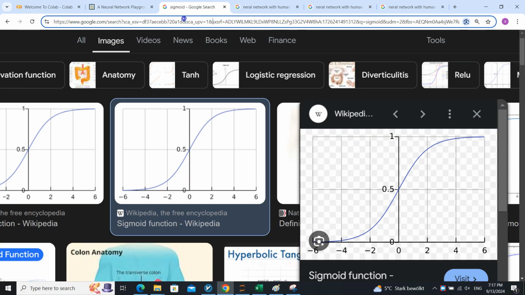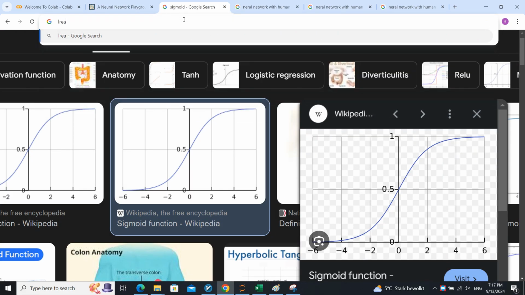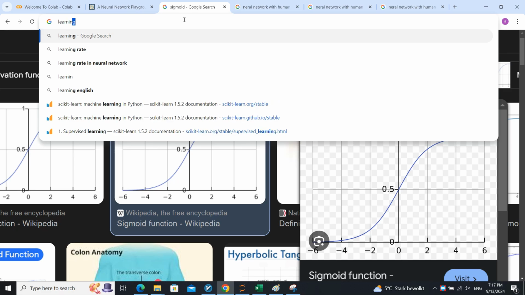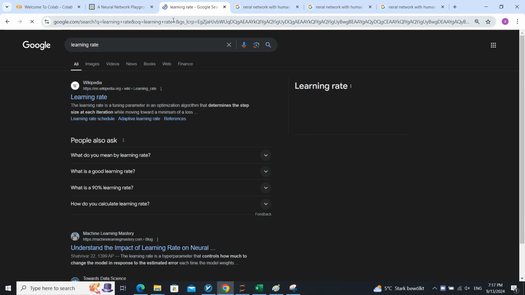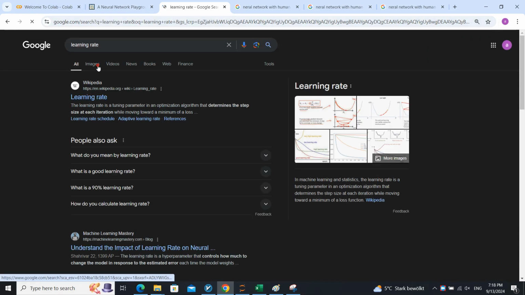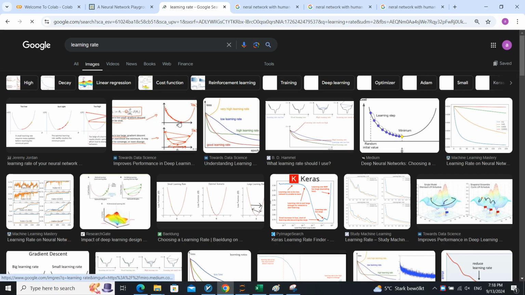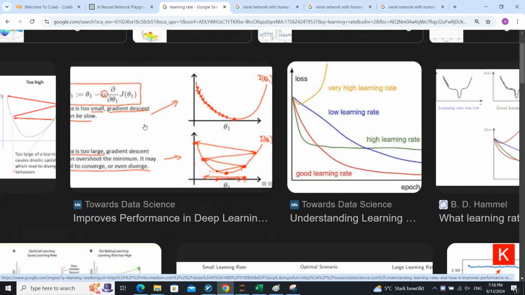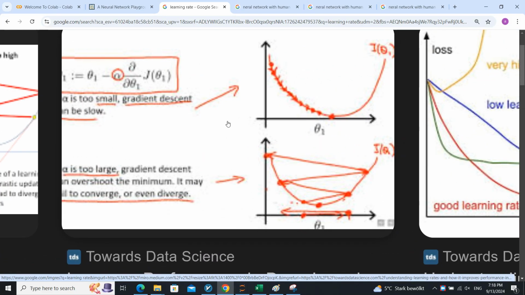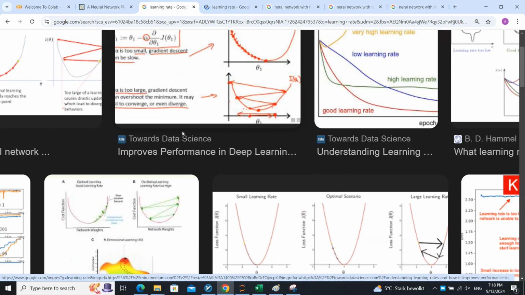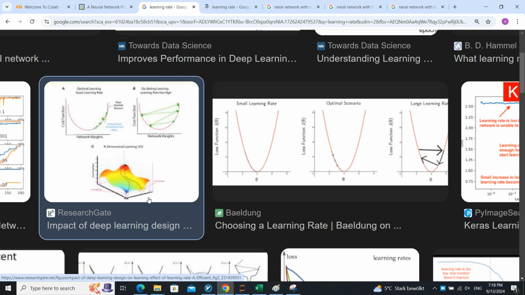Learning rate. Let's see if it has a great picture or not. Learning rate. It has some great pictures. Okay, these are some mathematical things, but for now let's just open these two pictures.